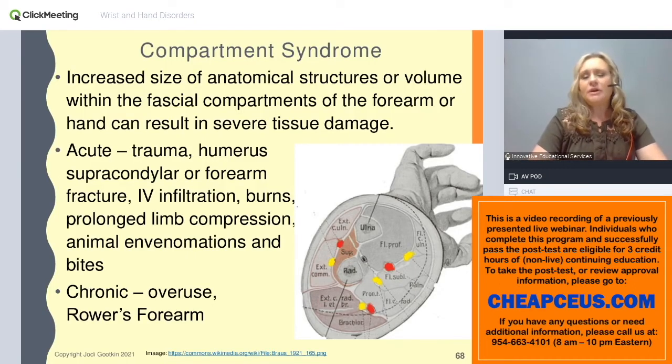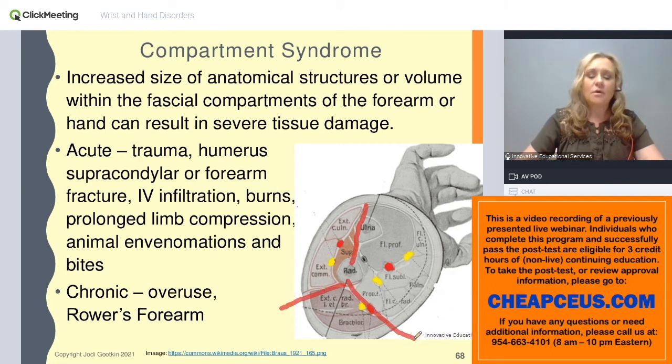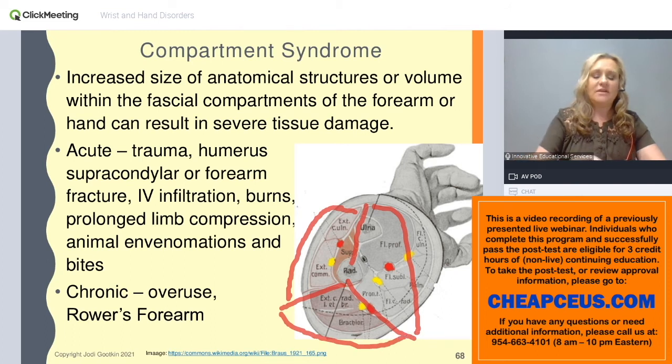Compartment syndrome is our next pathology that is going to involve the fascia of the distal upper extremity. We have these different fascial compartments that divide the forearm into groups of muscles. We have our extensors of our wrist and fingers. Then we have our flexor compartment, and our final compartment has our brachioradialis and our extensor carpi radialis longus and brevis.